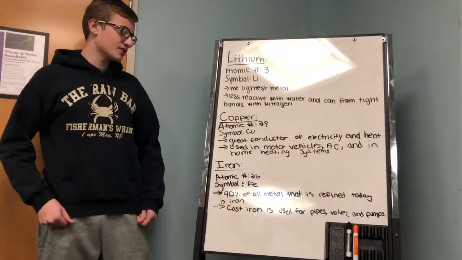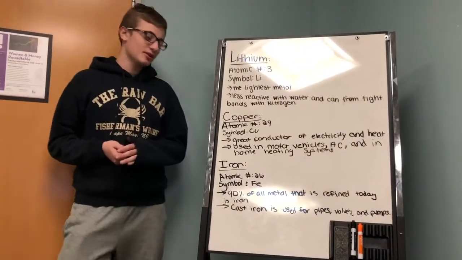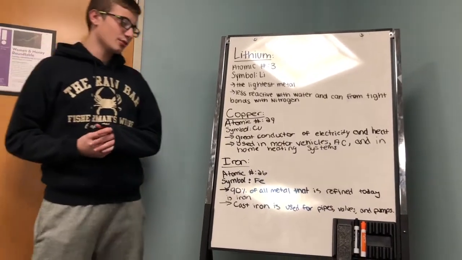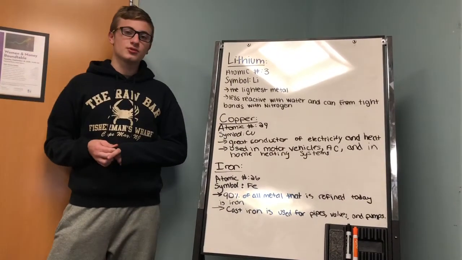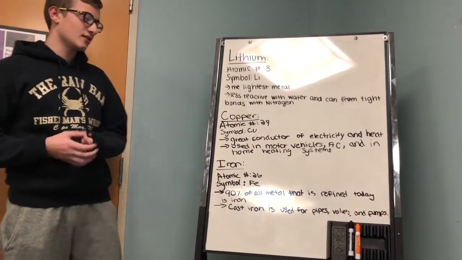Another metallic element is copper. Copper has the atomic number of 29 with a symbol of Cu. Copper is a great conductor of electricity and heat. It is also used in motor vehicles, AC, and in home heating systems.